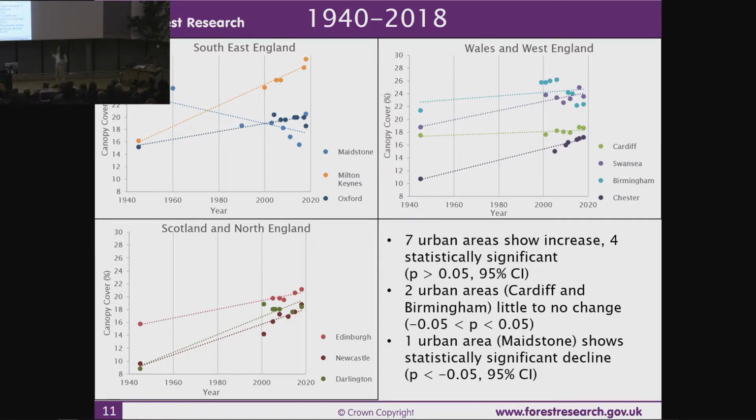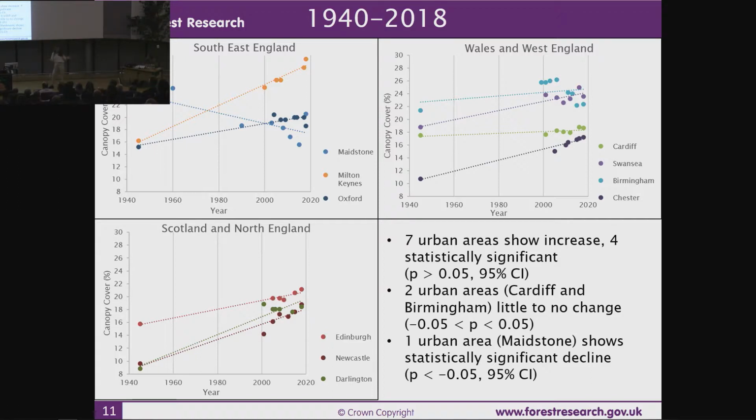So now we've been through the methodology of how we conducted this research. I'd like to go into some of the results that we've come up with. I know there's quite a lot to take in here, but I've split it up into regions for easier reading. So we've got South East England up here, which includes Maidstone, Milton Keynes, and Oxford. We've got Wales and West England over here, which is Cardiff, Swansea, Birmingham, and Chester. We've got Scotland and North England over here, which is Edinburgh, Newcastle, and Darlington.